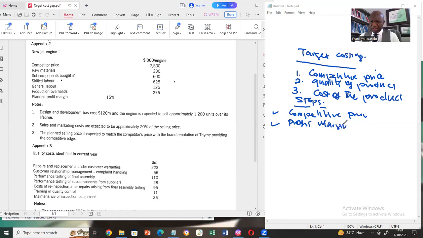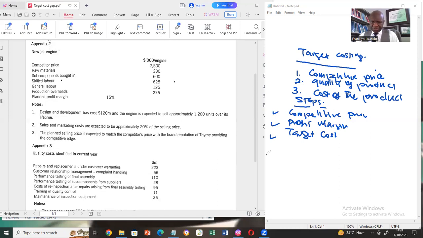When you know the profit margin, it can be deducted from the competitive price in order to get the target cost. The target cost is the cost that an entity is expecting to incur when producing the product.